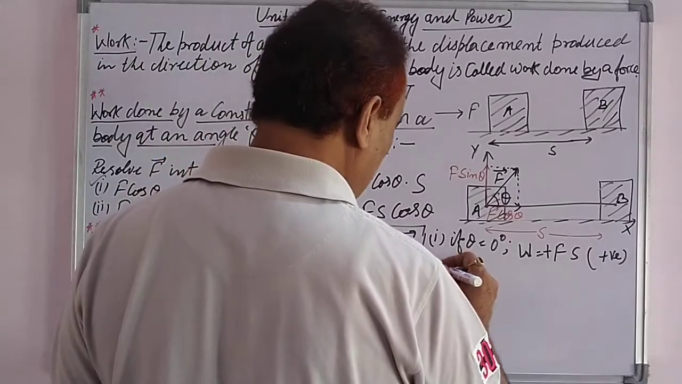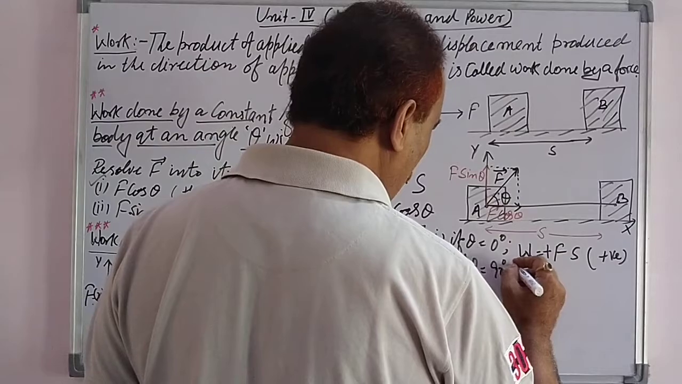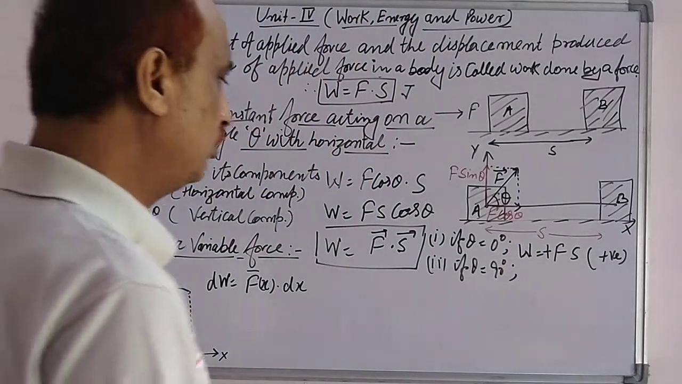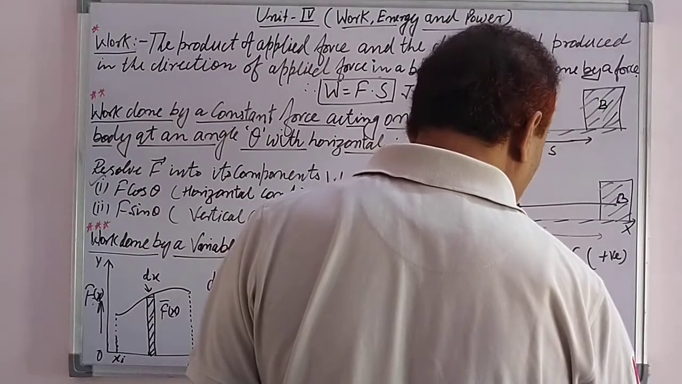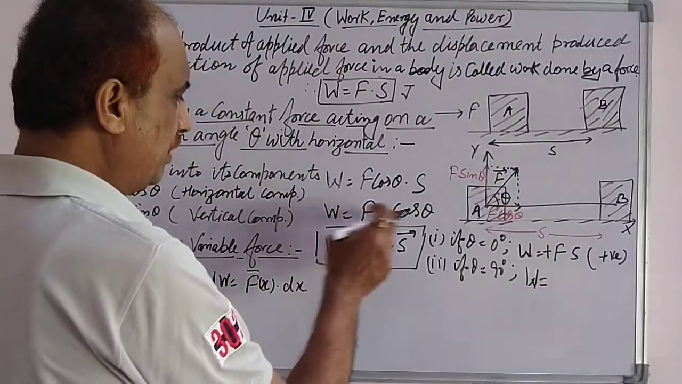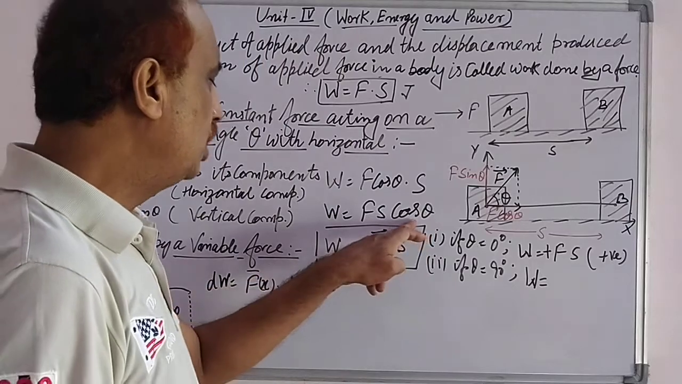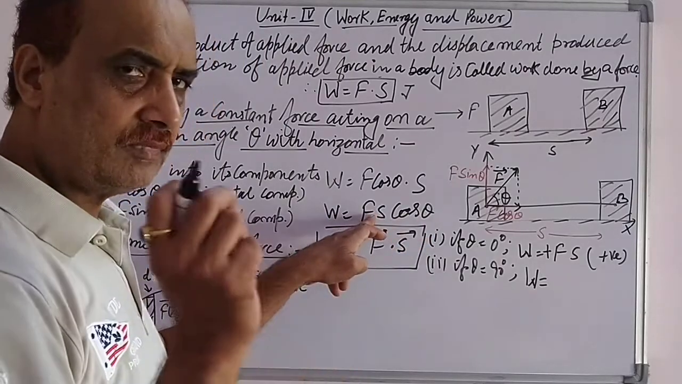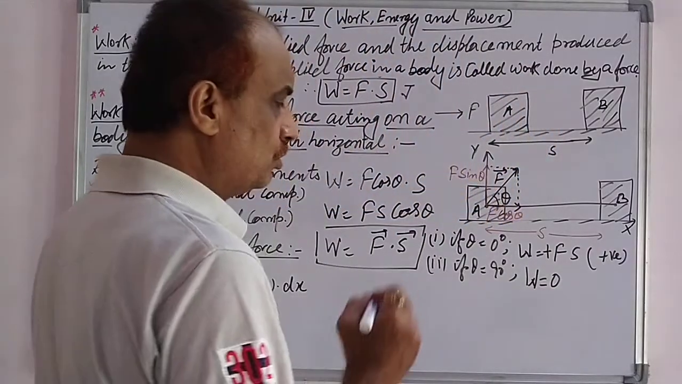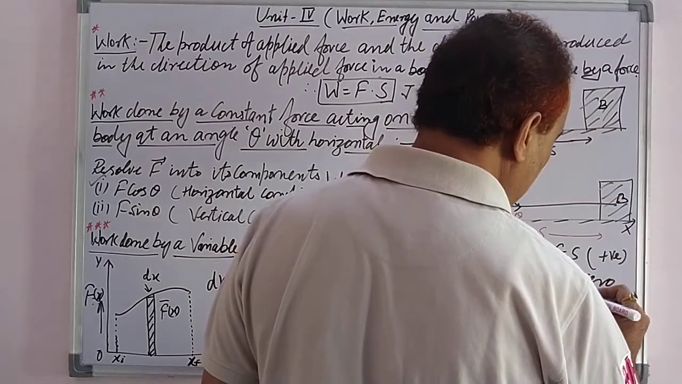Now the second situation is if theta equal to 90 degree, which means the force is acting perpendicular to the displacement produced in the body. What about the work done by the force? W again will be equal to Fs cos theta. Put theta equal to 90 degree, cos 90 equal to 0, and 0 into Fs, the complete value equals 0. So the work done will be equal to 0. So no work is done. It is known as zero work done.